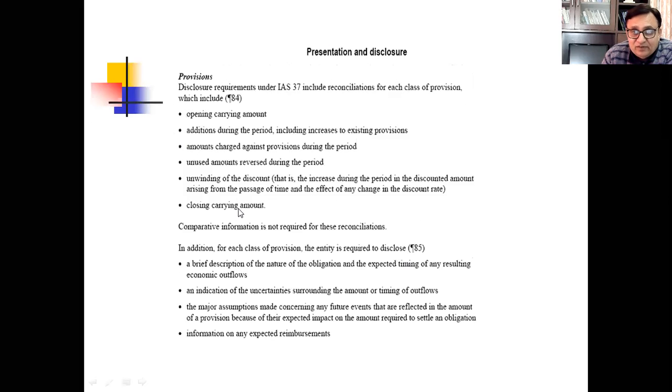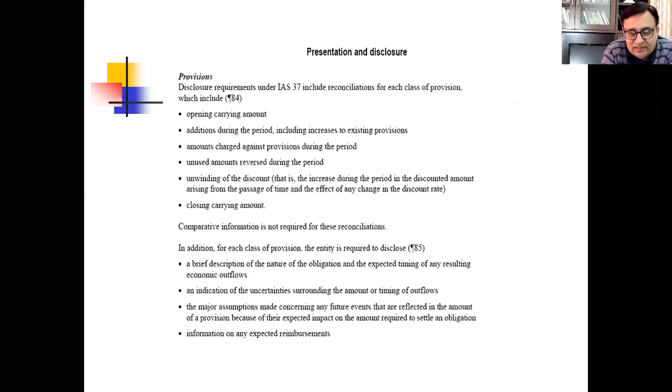There are certain requirements for presentation and disclosure of provisions, contingent assets and contingent liabilities. So what things should be disclosed for a provision? It is clearly stated that you will show the opening carrying amount, the additions during the period, including increases to existing provisions. You will show the amount charged against the provision during the period, unused amounts reversed during the period, or unwinding of the discount, that is the increase during the period in the discounted amount arising from the passage of time and the effect of any change in the discount rate. Similarly, you will show the closing carrying amount. Here comparative information is not required for these reconciliations.